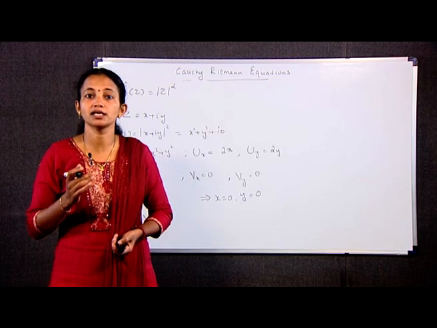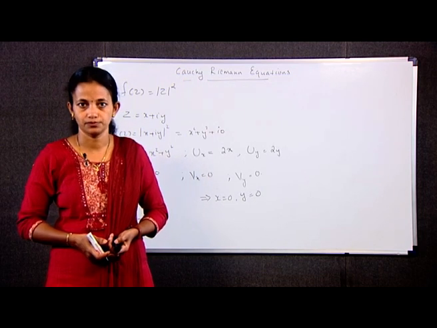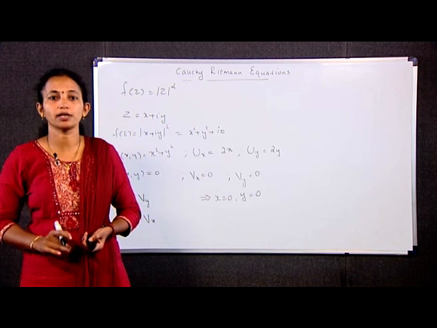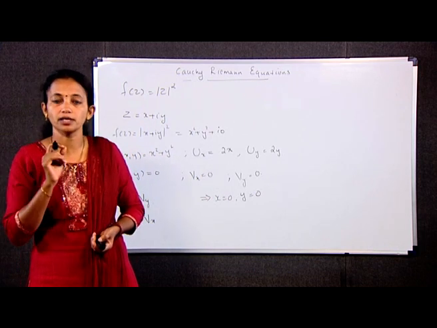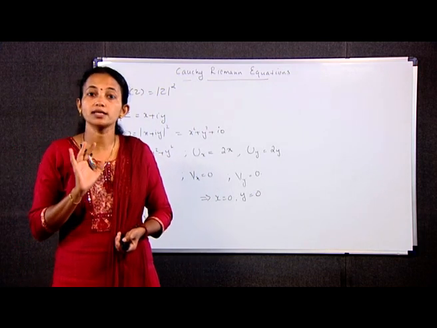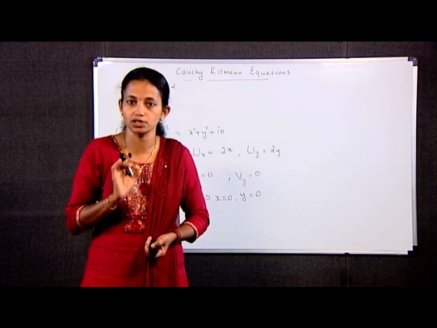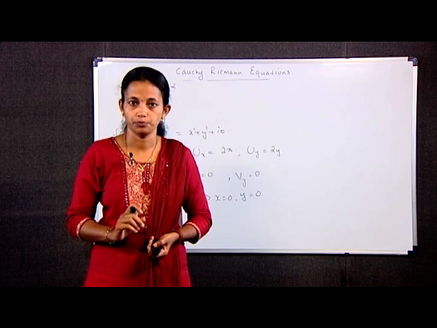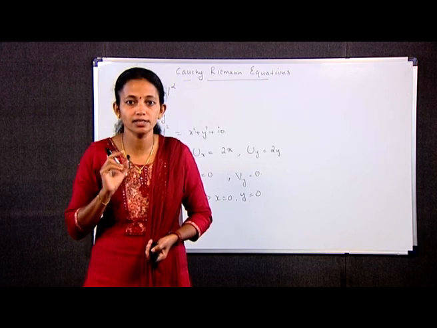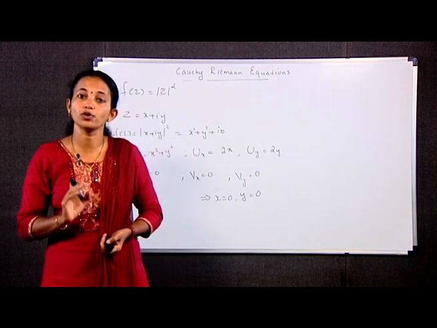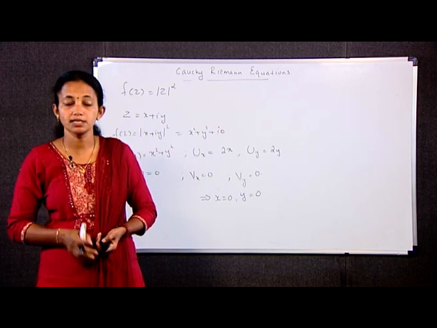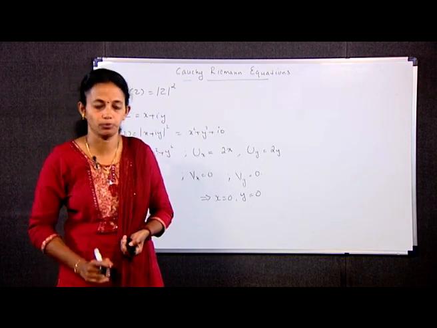Next is sufficient conditions for differentiability. Satisfaction of the Cauchy-Riemann equations at a point z naught equal to x naught plus i y naught is not sufficient to ensure the existence of the derivative of the function f(z) at that point. But with certain continuity conditions, we have the following useful theorem. That is, Cauchy-Riemann condition, sufficient part.